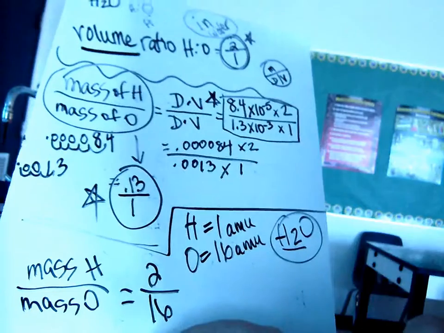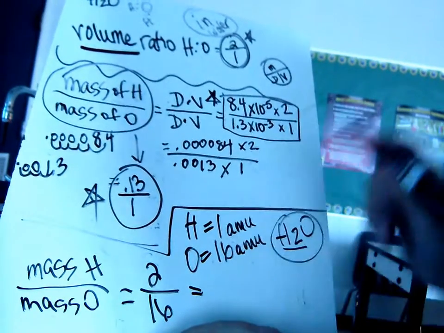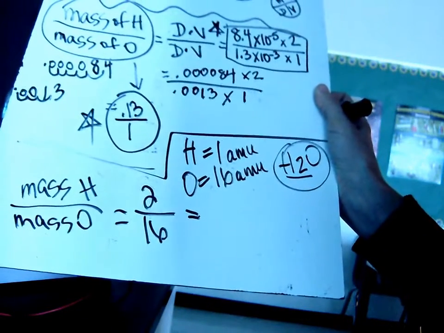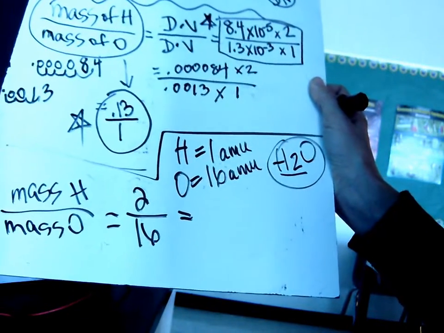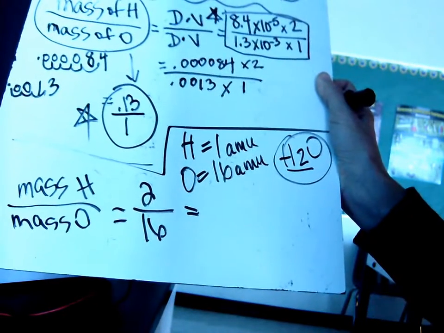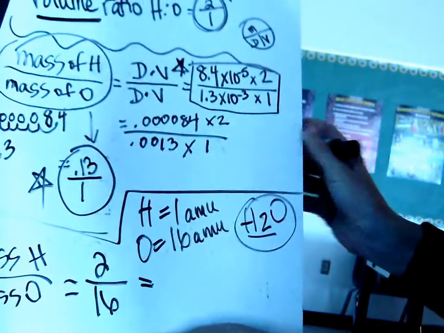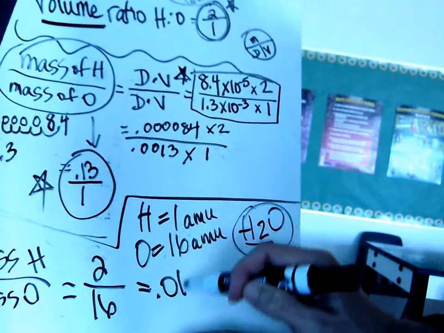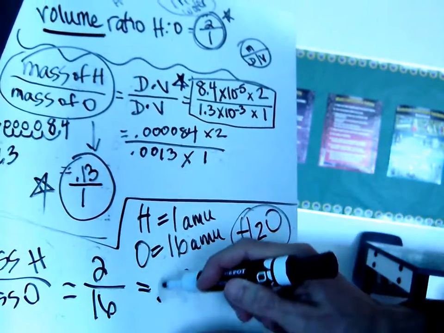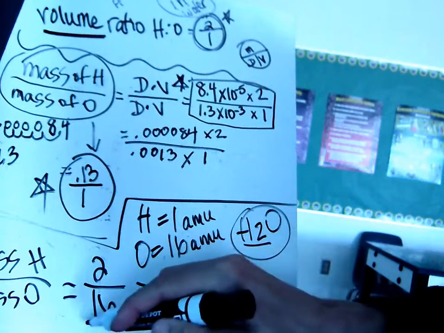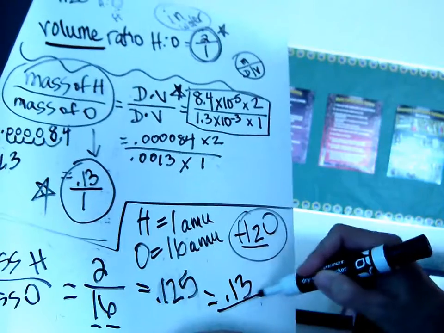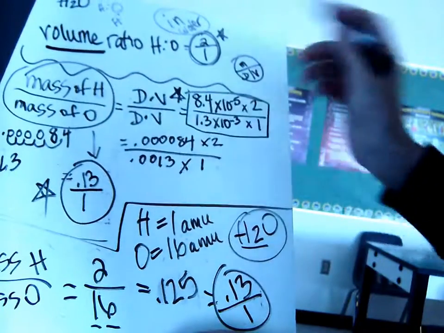So we can do the mass ratio this way as well. Let me caution you, because you might want to look at that and go, oh, that's 8. No, it's not. 2 divided by 16 is not 8. 16 divided by 2 is 8. When you type it into your calculator, you get 0.125, which, if you're using significant digits, will round to 0.13, which is the same thing we got up here.